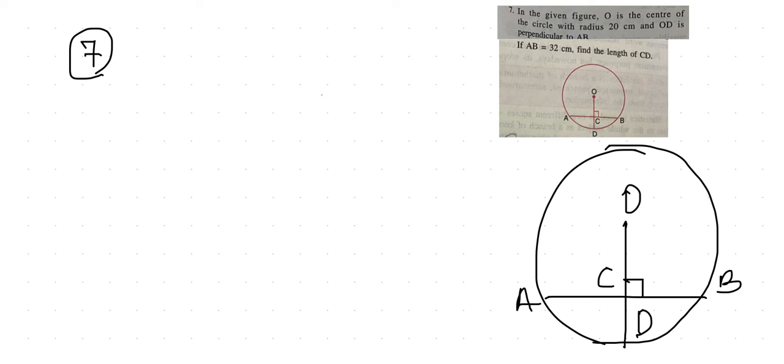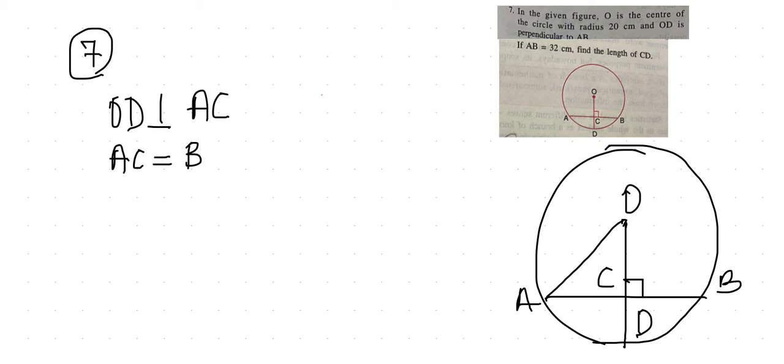So what you will be doing, you will be just joining this, and they have already given that OD is perpendicular to AB. So if it is perpendicular, children, then it is understood that suppose C is the point of intersection of OD and AB, then perpendicular from the center of the chord bisects the chord. So AC will be equal to BC. Okay, so you will be writing this, and the entire AB has been given as 32. So AC and BC each will be equal to half of 32, which in turn is equal to 16 centimeter.